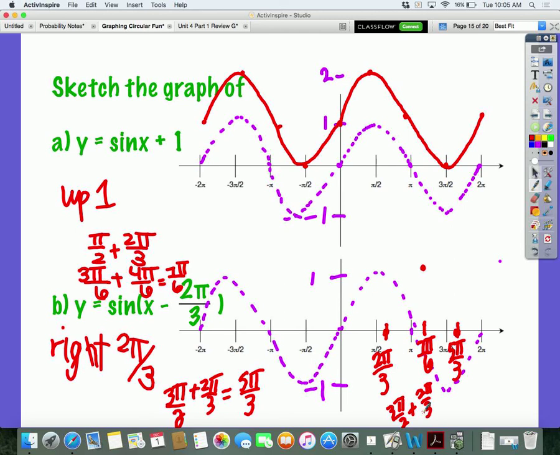What's that going to be? 2 pi, it is 13 pi over 6. And the last one was 2 pi plus 2 pi over 3. What is that? 8 pi over 3. And there's your curve, moved over 2 pi over 3 radians.